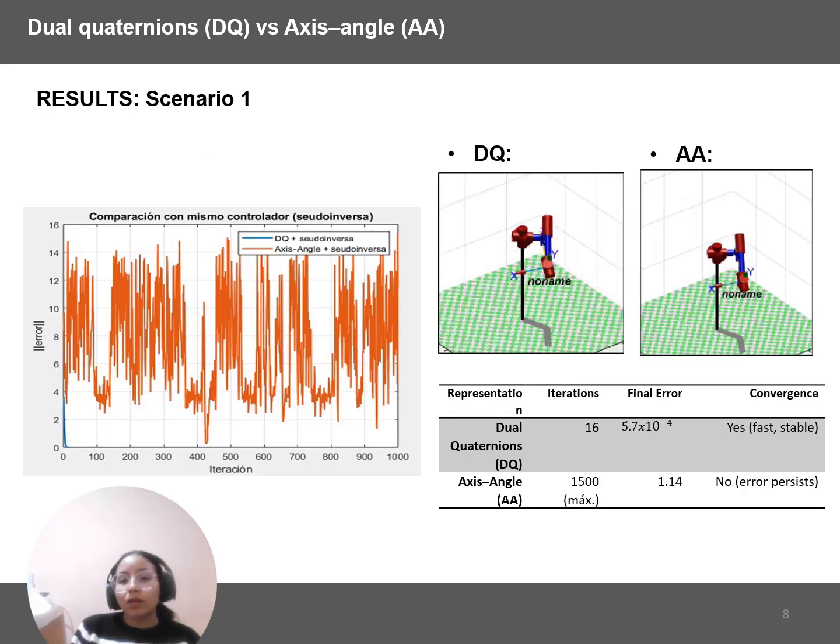In scenario one, the motion is large. Look at the blue curve for dual quaternion. In just 5 iterations, the error drops below 1, and it converges in 16 iterations. Now look at the orange curve for axis angle. Instead of decreasing, it oscillates violently, never stabilizes and never converges. This catastrophic instability is the experimental proof of the theoretical weakness of axis angle. The error extraction in SO(3) is not valid.